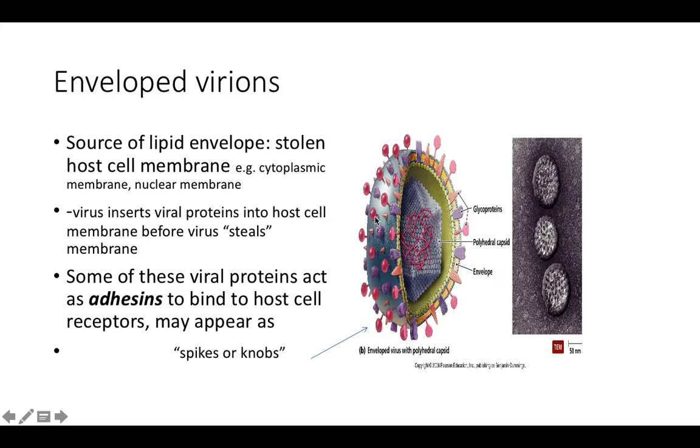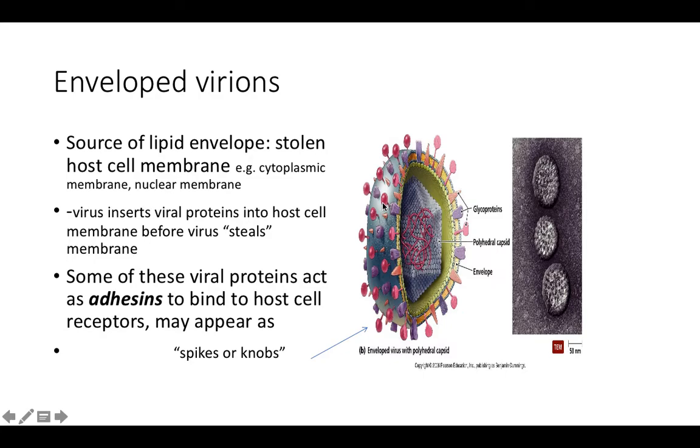And remember, you guys, the viruses have to modify that stolen host cell membrane. They at least have to stick some viral proteins, the adhesins, into the envelope, right? So again, in an envelope virus, the adhesins would be located in the envelope. And because the envelope is the stolen host cell membrane, remember the fluid mosaic model? This is like an ocean of phospholipids, very delicate.